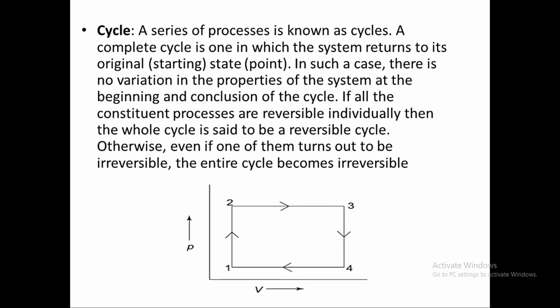Next is cycle. A series of processes is known as a cycle. A complete cycle is the one in which the system returns to its original state, that is, it starts at a certain point and returns back to that original point. In such cases, there is no variation in the properties of the system at the beginning and at the conclusion of the cycle. If all constituent processes are reversible individually, then the whole cycle is said to be a reversible cycle. Otherwise, even if one of them turns out to be irreversible, the entire cycle becomes irreversible.